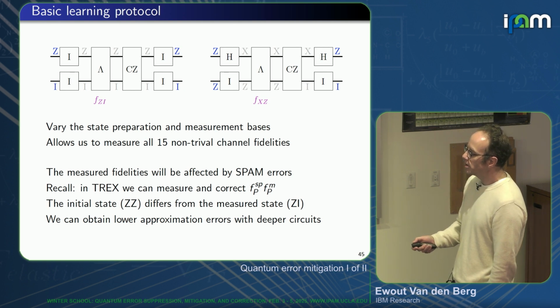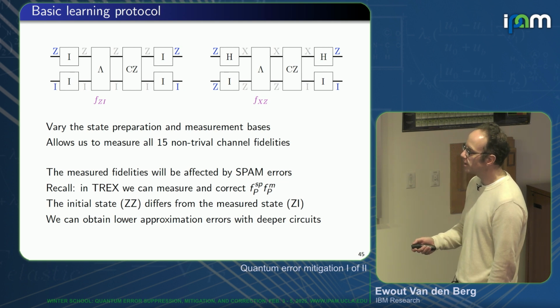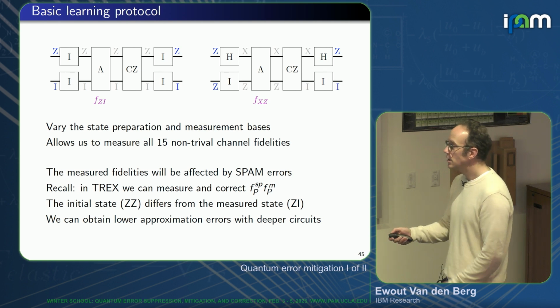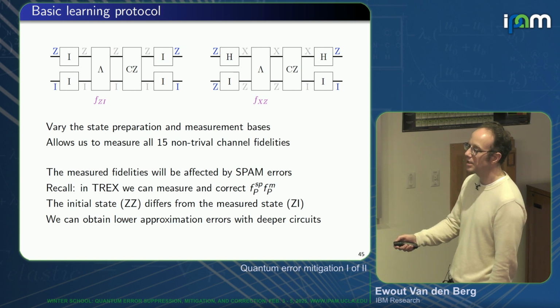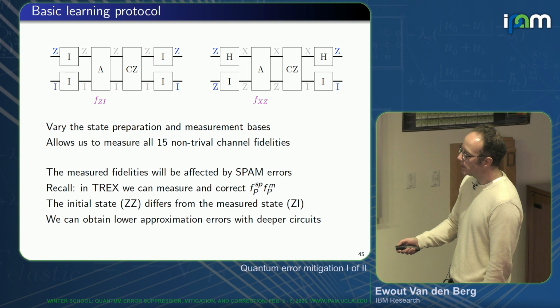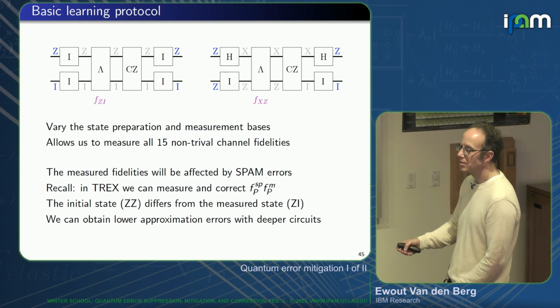These fidelities will be affected by the state preparation and measurement error, right? So in the T-Rex protocol, what we can actually measure is the state preparation of a Pauli times the measurement fidelity of that same Pauli. So in the first case, we would actually measure this term times the fidelity of Zi. But then we can divide this by just running the empty circuit and measuring the same. So we can get rid of it.